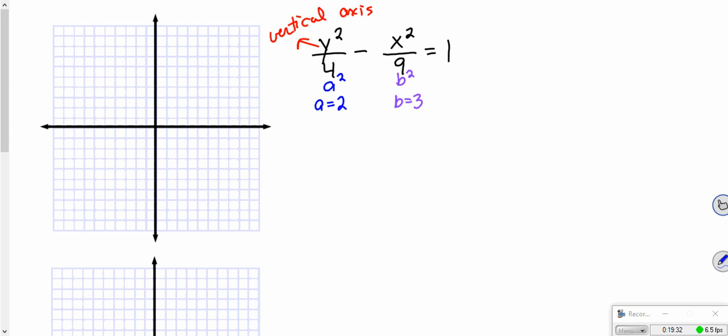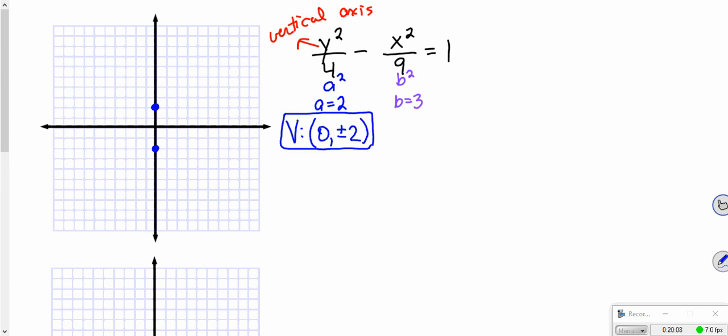So my vertices are always on my transverse axis, which in this case is vertical because the y squared started it. So my vertices are going to be 0, comma, plus or minus 2. That's the first thing. Now, I don't have covertices like I did with ellipses. So first let me graph my vertices, up 2, down 2.